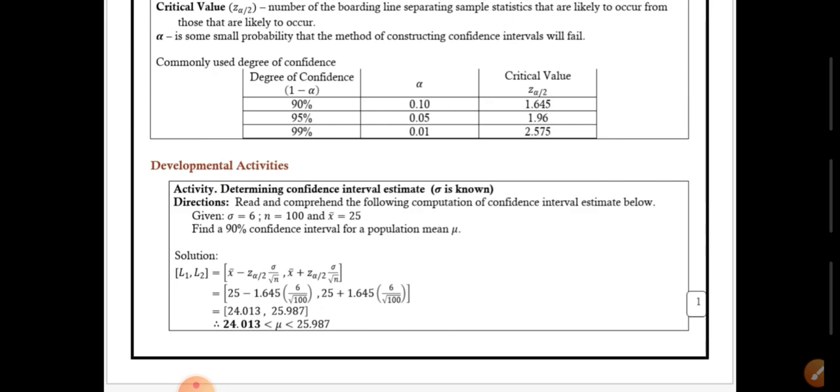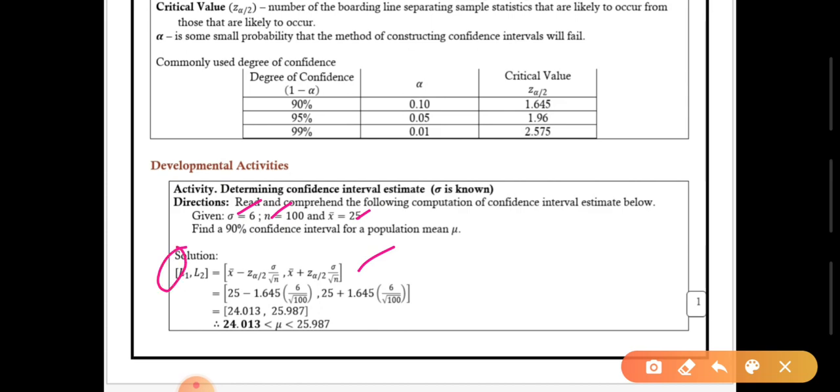So, we have activity determining confidence interval estimate when the standard deviation is known. So, read and comprehend the following computation of confidence interval estimate below. Meron na tayong given na standard deviation of which is 6, our n is 100, our x bar is 25. All we have to do is to substitute it to our given formula. Kung kukunin natin yung L sub 1, ang una natin gagamitin ay itong x bar minus z sub alpha over 2 times standard deviation over square root of n.